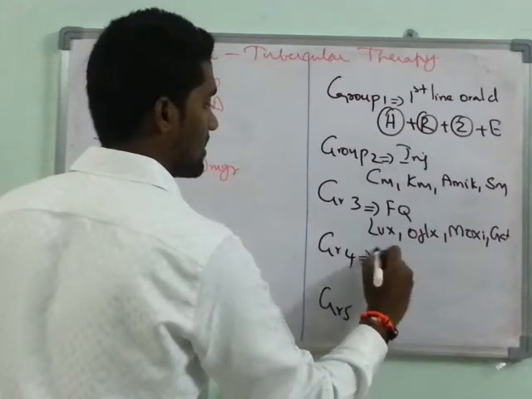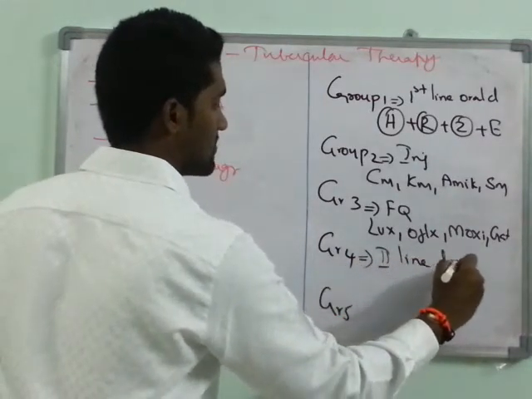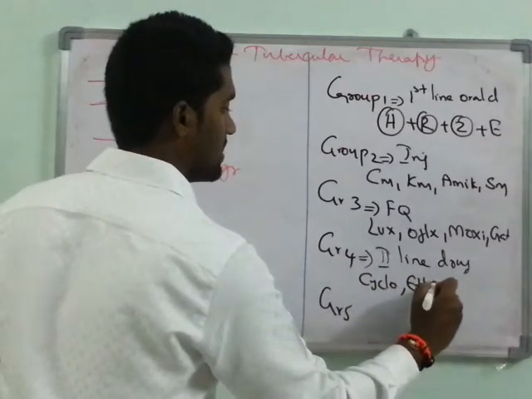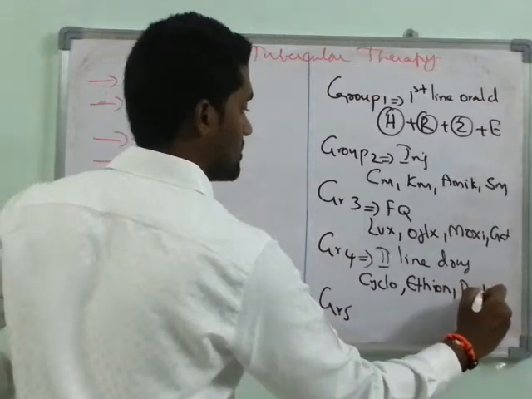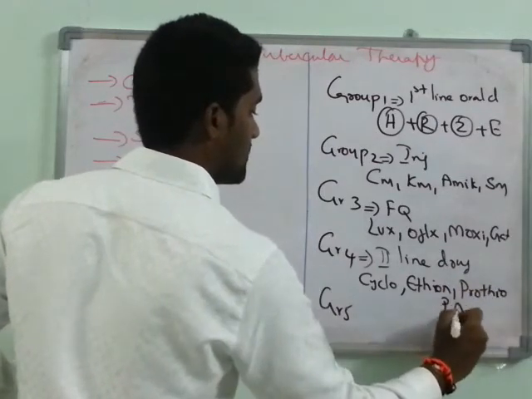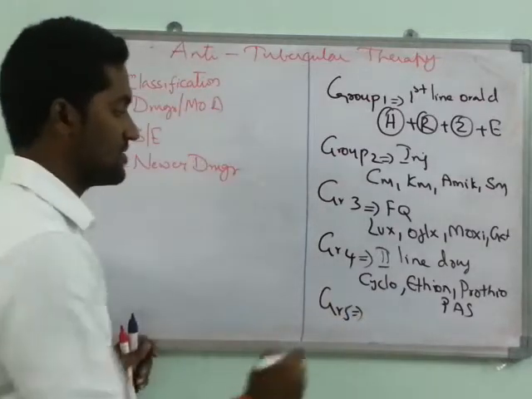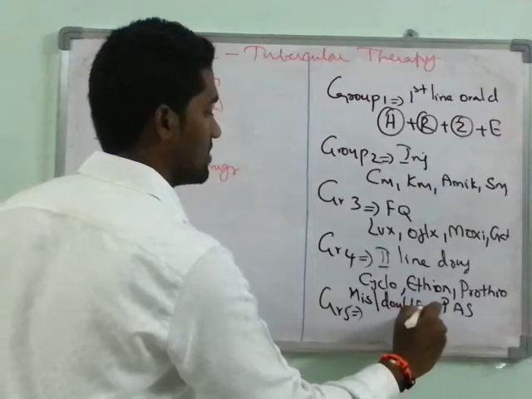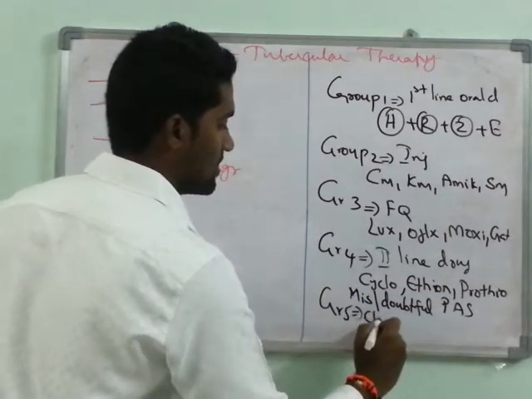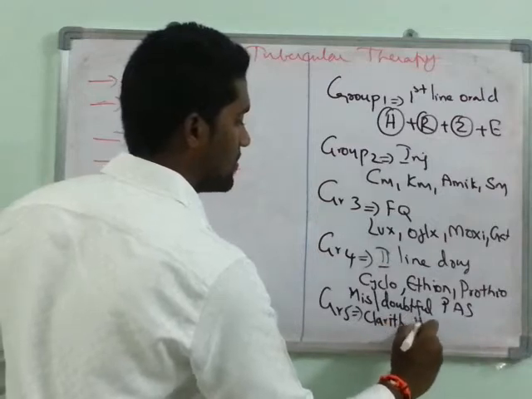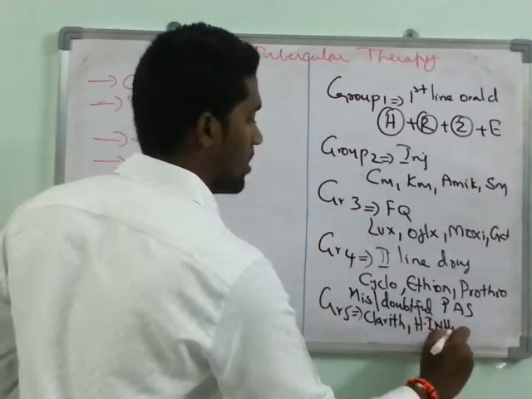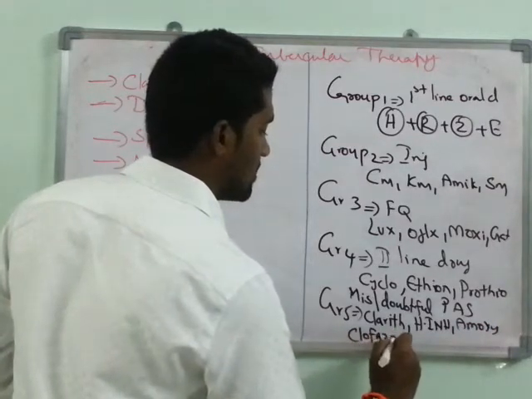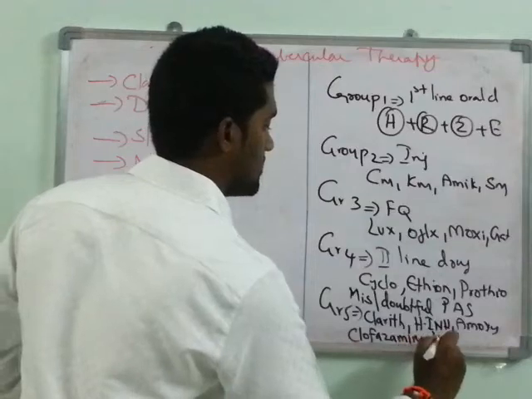And Group 4 are second line oral drugs. These comprise Cycloserine, ethionamide, prothionamide, para-amino-salicylic acid. Group 5 are miscellaneous drugs of doubtful or unknown efficacy, usually clarithromycin, high-dose INH, amoxiclav, clofazimine, linezolid.